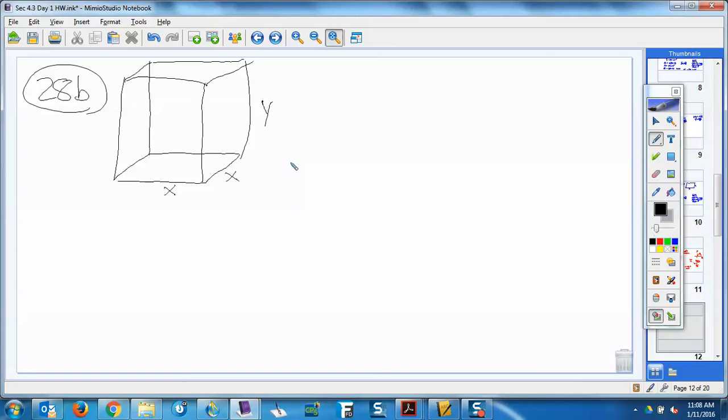We're trying to maximize the volume of this figure. So what is the volume of this figure? X squared times what? Length times width times height. X squared times what? That's what we're trying to maximize.